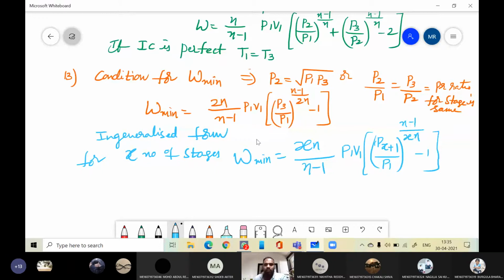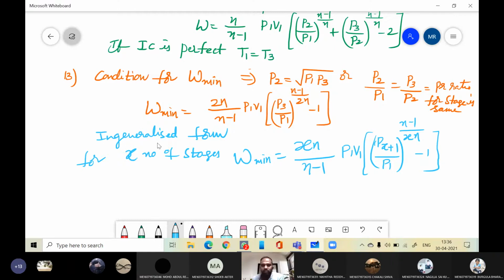If there are two stages, what is the delivery pressure? P3 is the delivery pressure. If three stages are there, the delivery pressure is P4, that is, x plus 1 will be the delivery pressure. For two stages, P3 is the delivery pressure. For three stages, P4 is the delivery pressure. So these are the formulas we have.